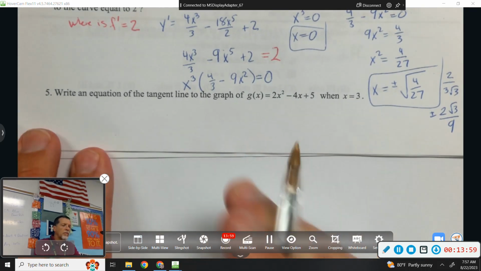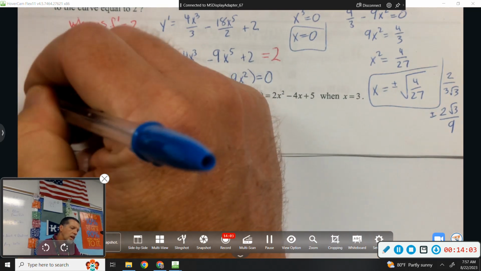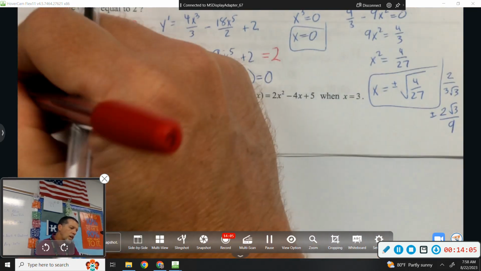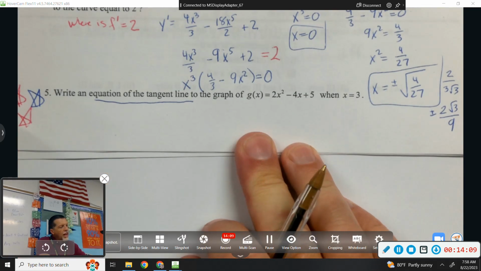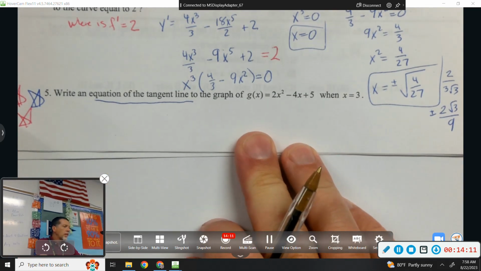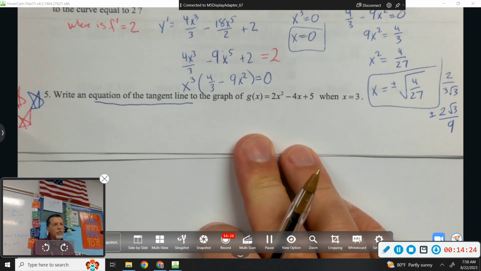Number 5, write the equation of a tangent line. We do this. That instruction will be given probably on 3 or 4, probably average that question once a day for the next month or so, because that's something we like to do. Find the equation of a tangent line.